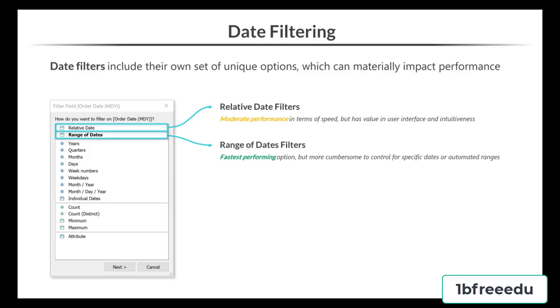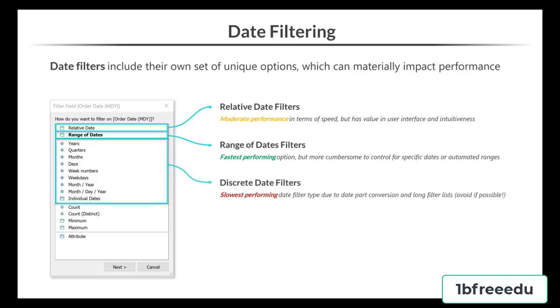Next is range of date filters. This is the fastest filter option in terms of raw speed, due to the continuous range dates. Note that this type of filter leverages a min and max function on the back end. Its usability is fair, but can become more cumbersome to control using specific dates and sliders.